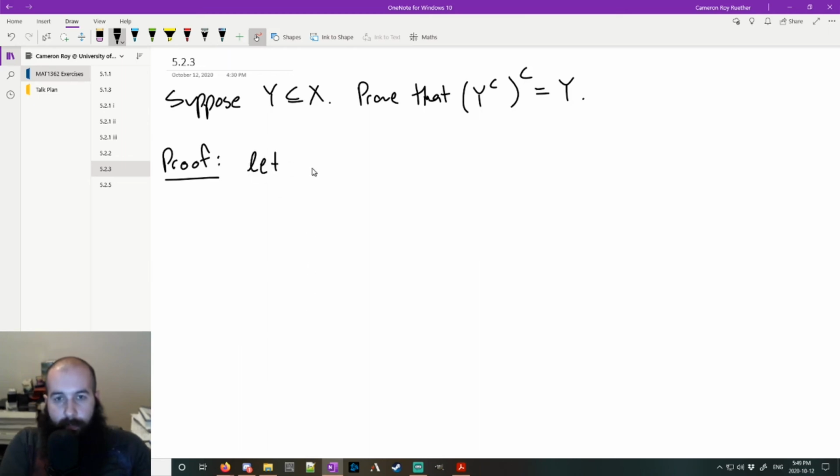So let X be an element of the double complement. Well, this is, by definition, X not being an element of the complement.